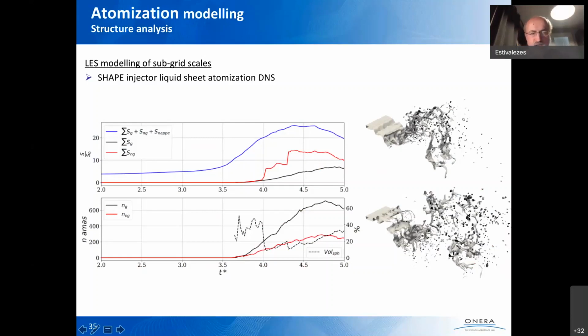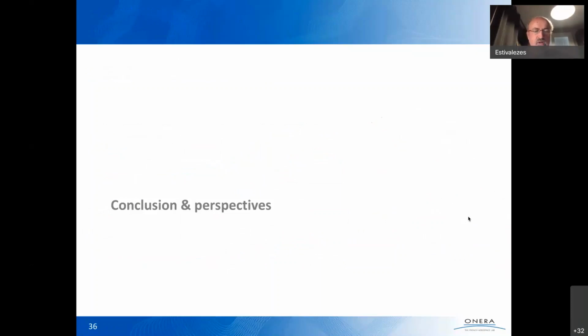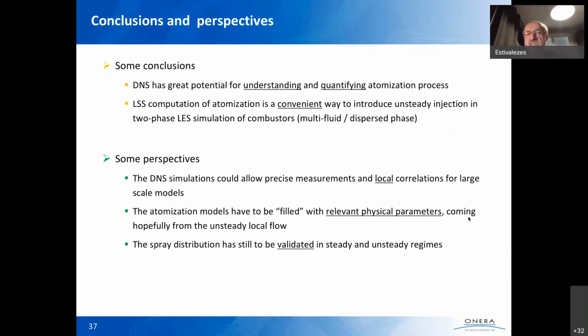So we are working on the analysis of all these parametrical simulations we have done in order to understand how we can extract from them some relevant scales, both temporal and spatial scales, in order to build a simple, at first, model for the sink or source term of the surface density transport. So I will end my presentation here.